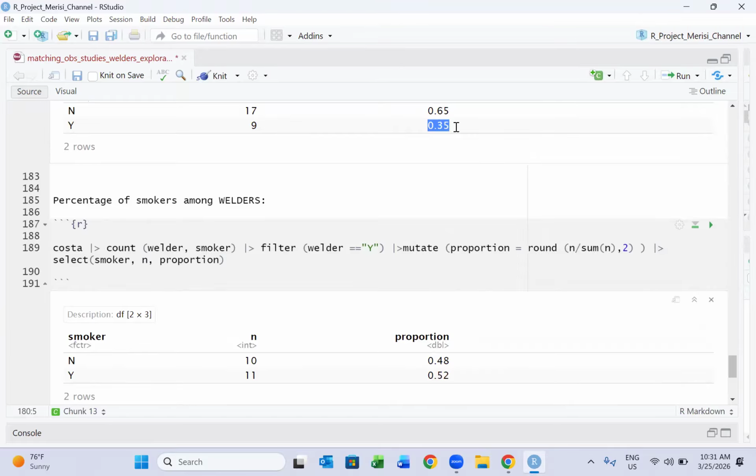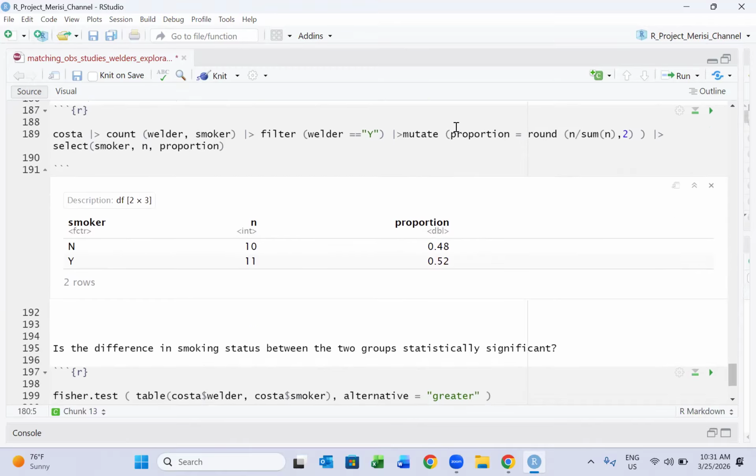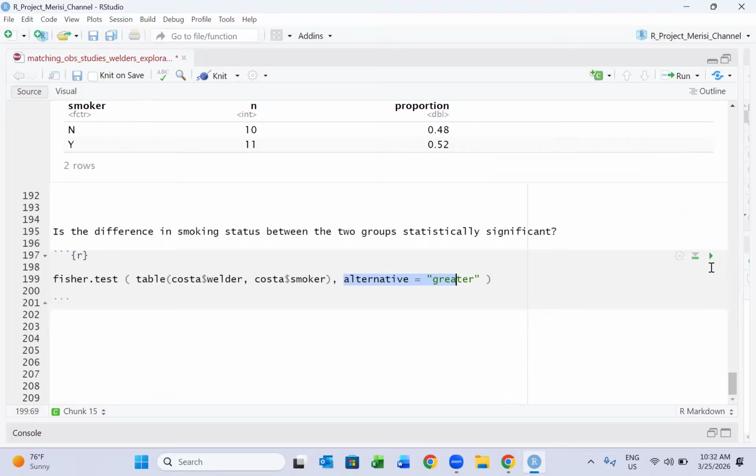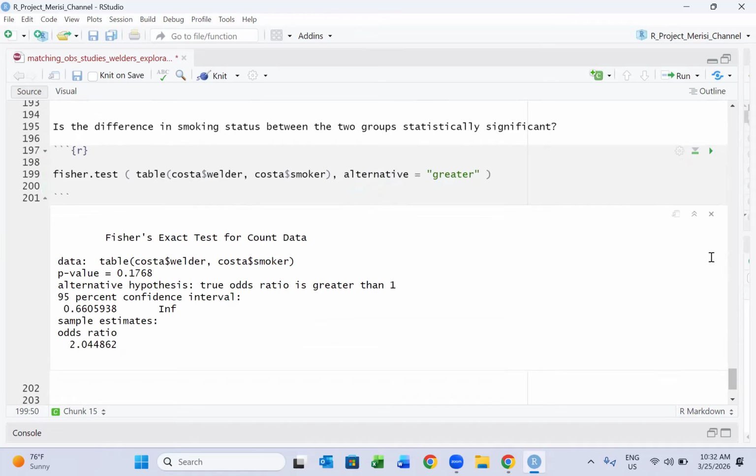To check for that, I'm going to use alternative greater, for the same reasons that I explained for the race column. To check if non-smokers are more prevalent among non-welders than among welders, this is the right choice, so alternative greater. All right, let's run this test. And again, let's focus on the p-value to check for possible statistical significance. The p-value is 0.1768, so greater than alpha.